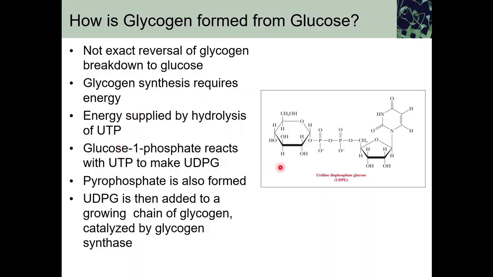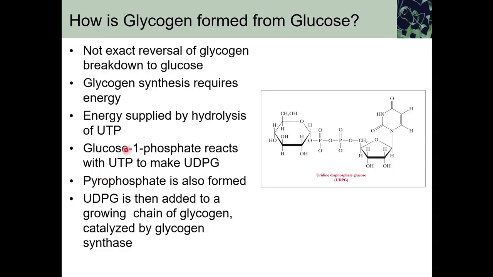This is the structure of uridine triphosphate. It's similar to the structure of adenosine triphosphate. The only difference, instead of having adenine, you have uracil, right? So what happens here is that glucose has to be converted into a form that is activated. You have to activate glucose in order for it to be incorporated into your glycogen stores.